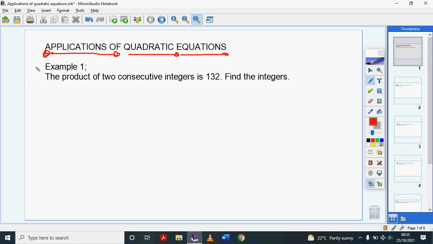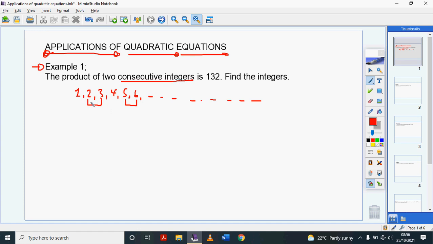My first example says the product of two consecutive integers is 132, find the integers. As soon as you see this question, you can say, well, I can do trial and error since they are consecutive integers. I hope you remember that integers are the numbers 1, 2, 3, 4, 5, 6, and so on up to infinity. If they are consecutive, it means one comes after the other, right? So if the product is 132, all I have to do is keep multiplying.